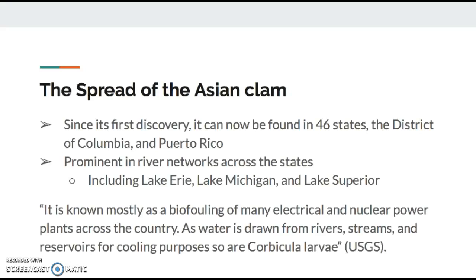The spread of the Asian clam. Since its first discovery, it can now be found in 46 states, the District of Columbia, and Puerto Rico. It is prominent in river networks across the states, including Lake Erie, Lake Michigan, and Lake Superior. It is mostly known as a biofouling of many electrical and nuclear power plants across the country, as water is drawn from rivers, streams, and reservoirs for cooling purposes. So are Corbicula larvae.